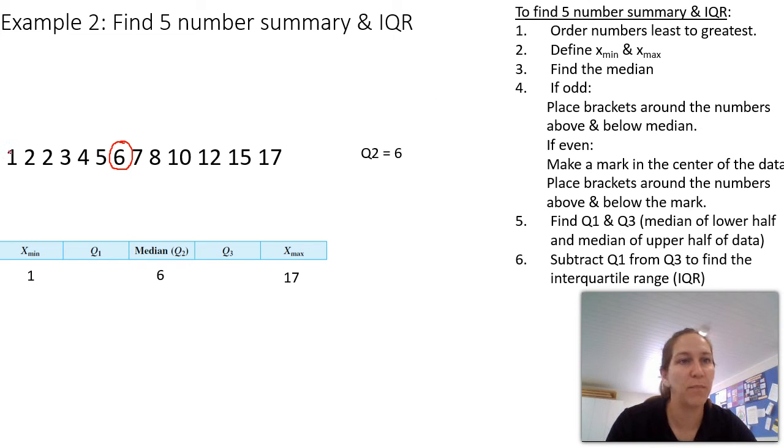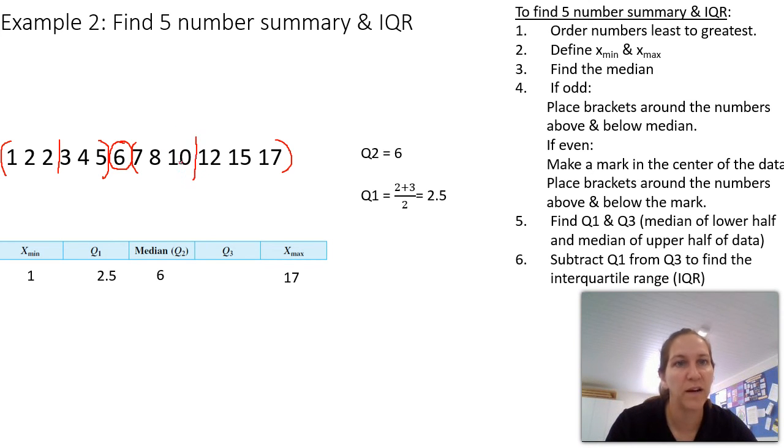bracket around the numbers above and below the median. So this time we're not going to include the median in our calculations. Okay, so now I have 6 numbers in this bottom half. My lower quartile will be about there. Okay, let's calculate it. So lower quartile, 2 plus 3, the average 2.5. Plug that in there. Okay, upper quartile, 1, 2, 3 numbers here and 3 numbers up top.